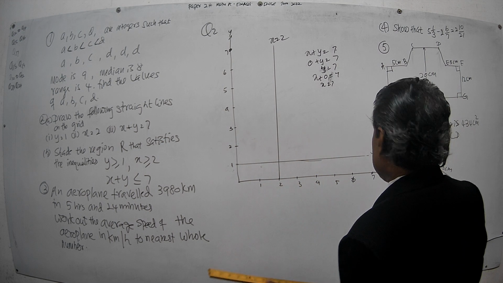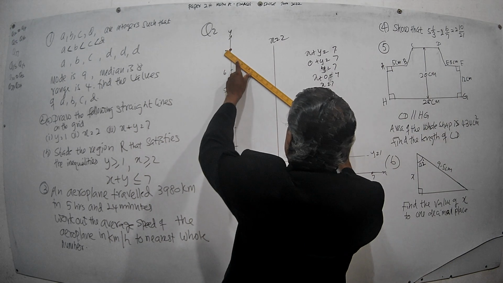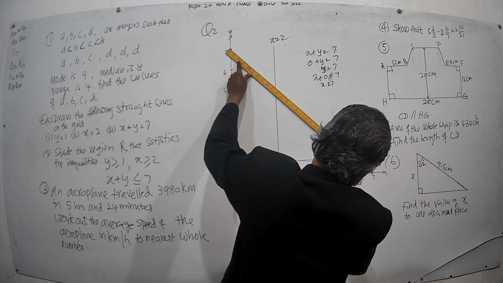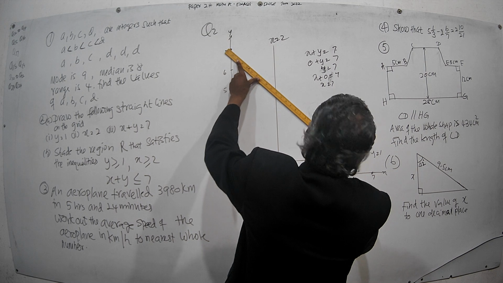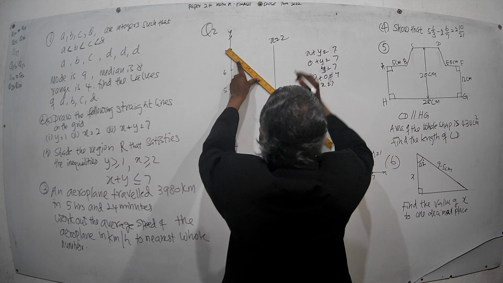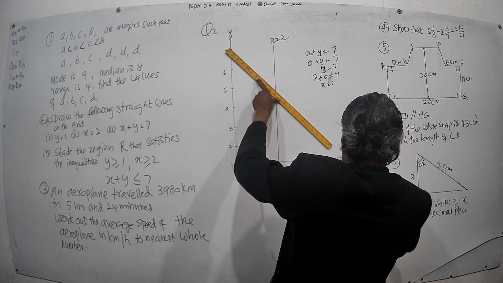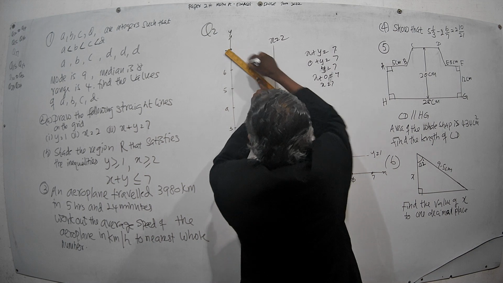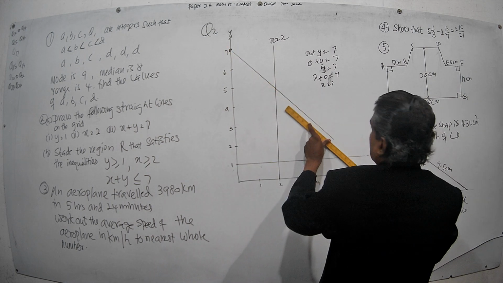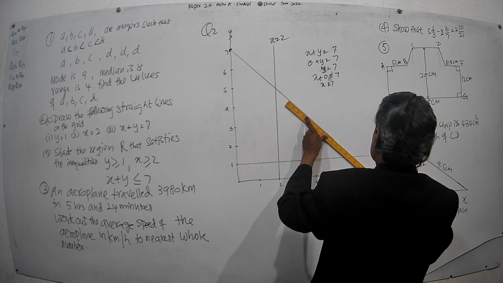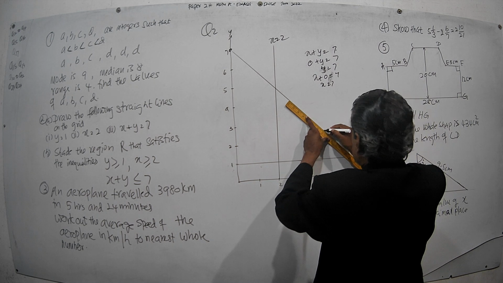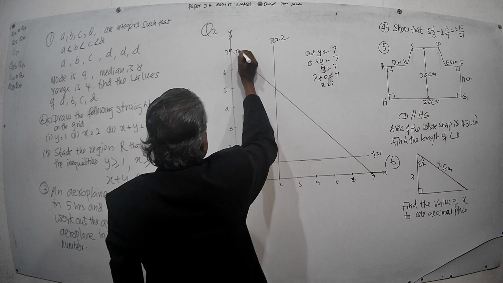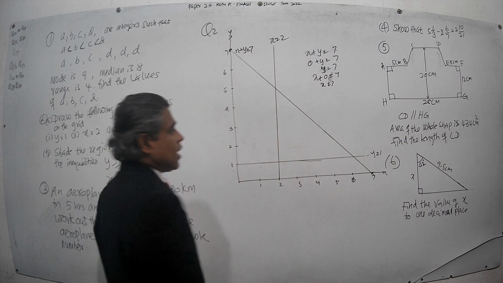This point. But my ruler is not long enough for that. We'll try to get it. Yes, fortunately, okay. This is x plus y equals 7. Okay, we have drawn all three lines now.